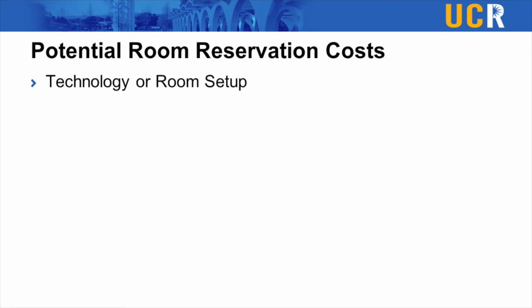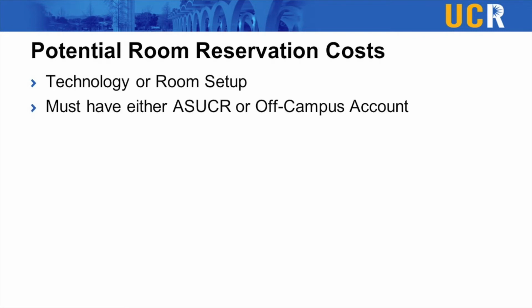Let's talk about costs. If you decide to order media or technology or request that the room be set up a specific way, that will cost. And in order for the hub to charge you, you either must have an active account with ASUCR that they can pull money from, or you must have an employer identification number and an off-campus bank account. We have an entire video dedicated to opening an off-campus bank account and how to get that number, and the link is in the description. Remember that one of these two methods will be required to accrue charges when reserving space on campus.